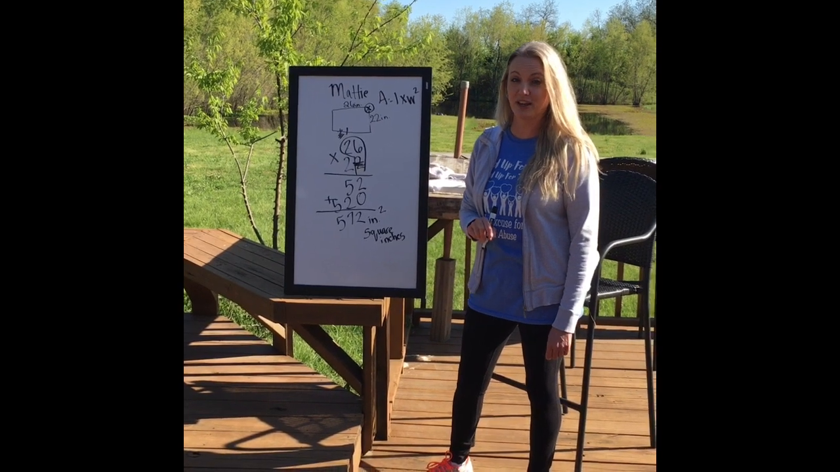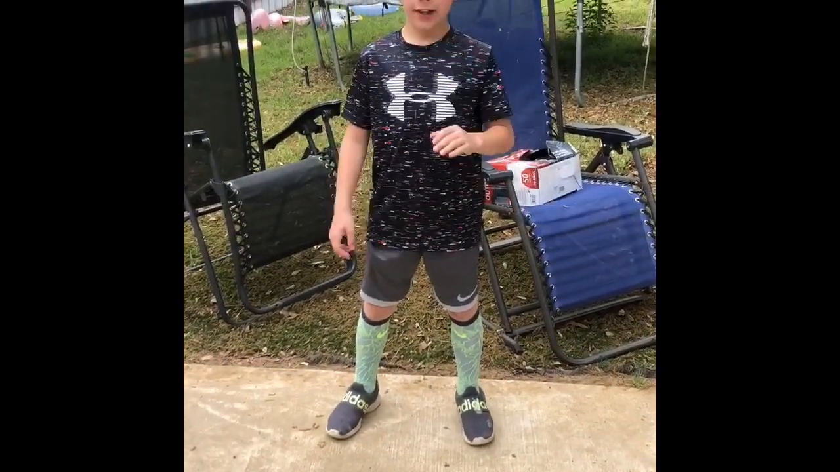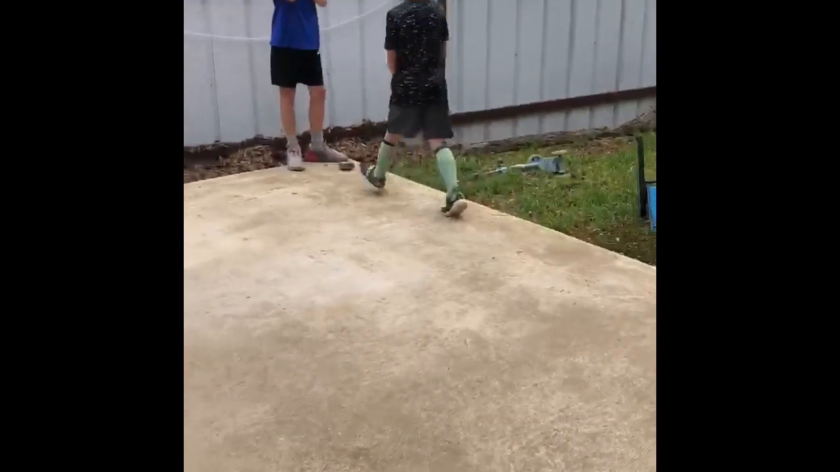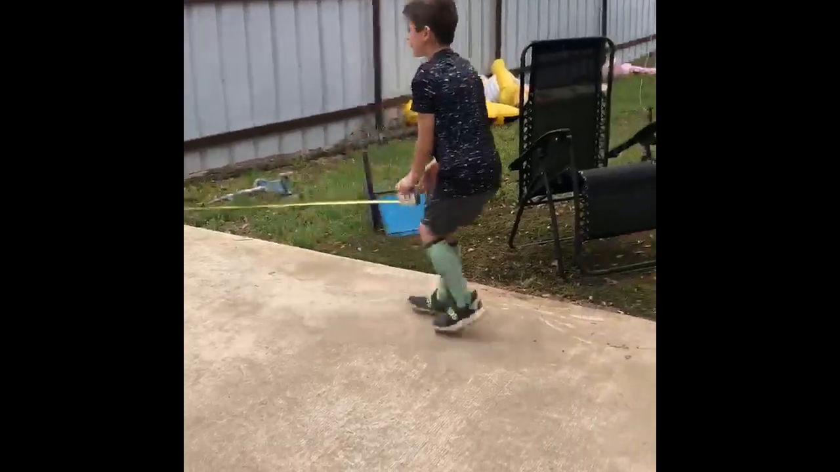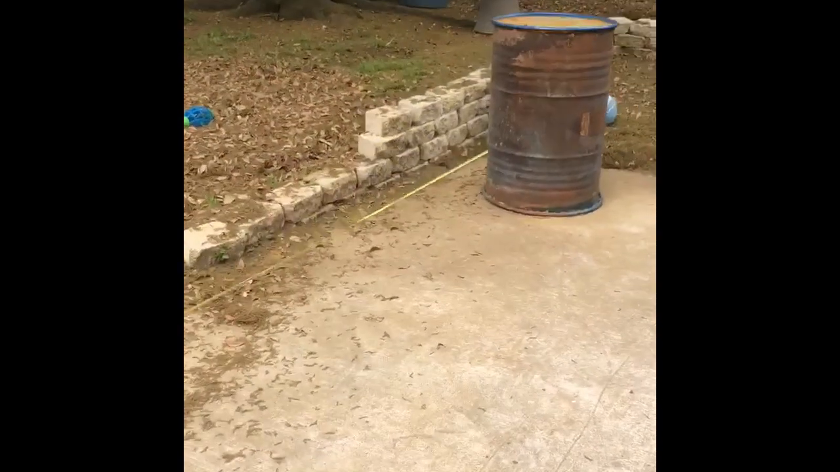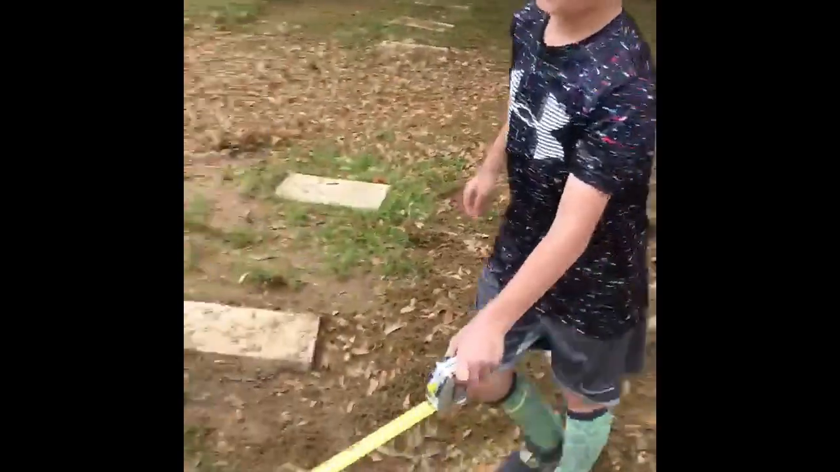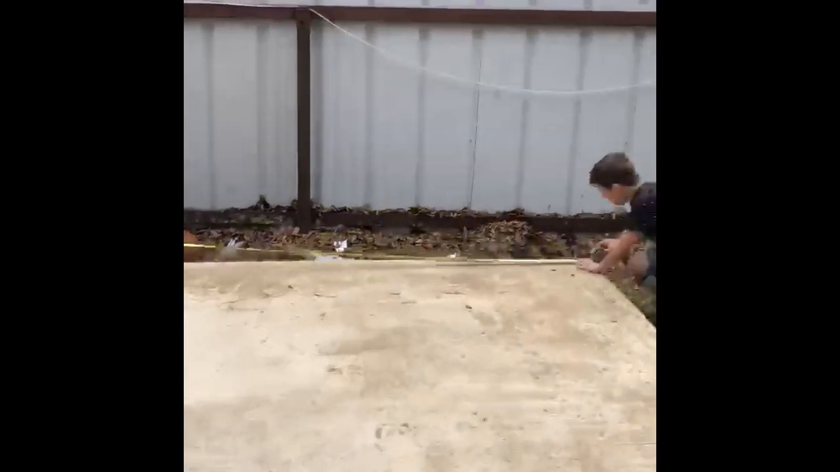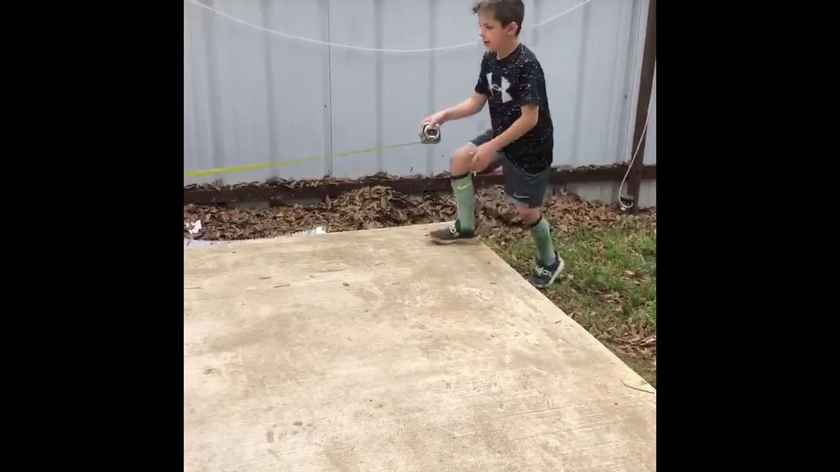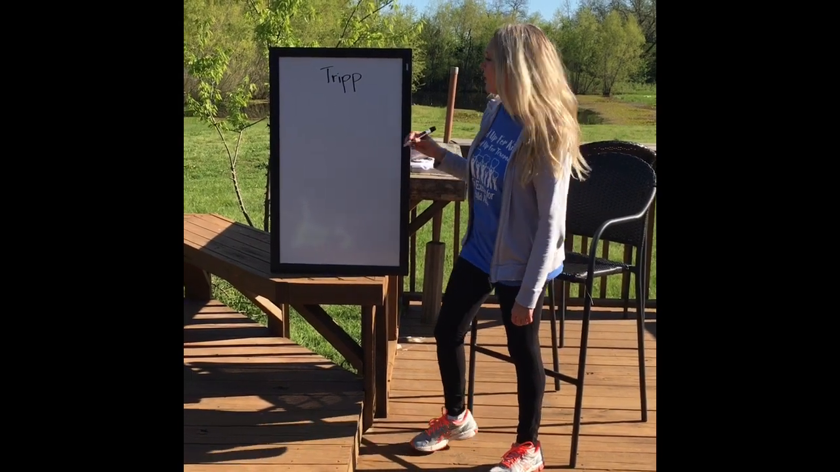The next problem I'd like for you to look at is Trip. Let's see what the area of his basketball court is. Here I will be measuring the area of the basketball court, which is length times width. And this is 30 feet. And this is 15. So your answer would be 450 square feet. Thank you, Trip, for your problem about your basketball court.